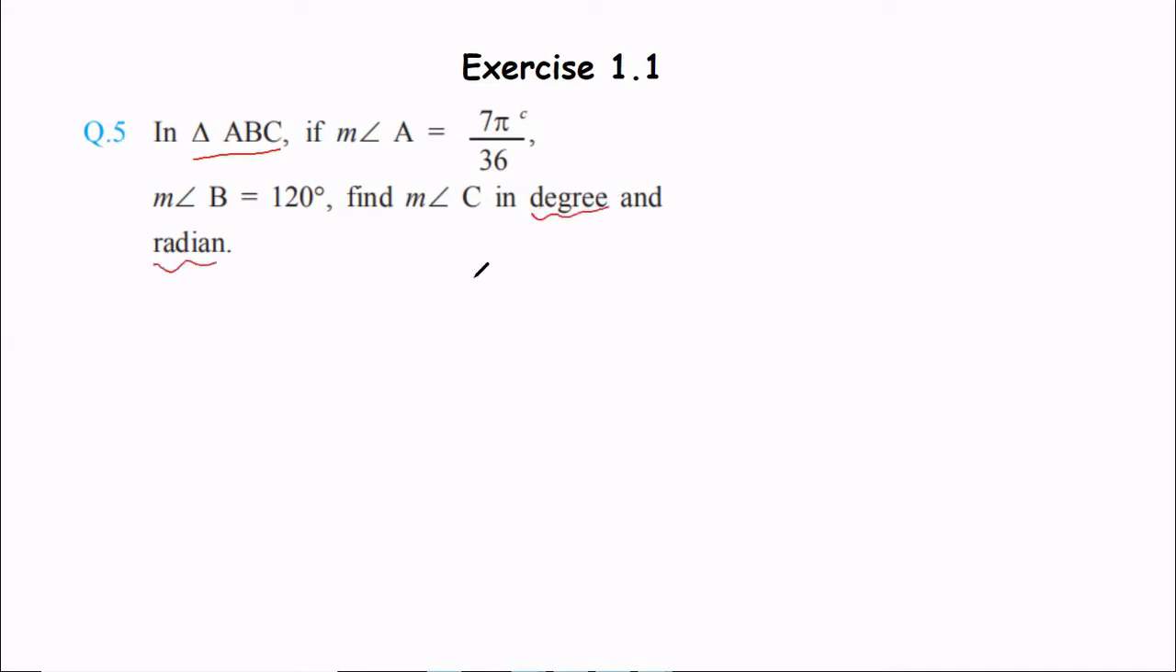So it is quite simple. What you can do is either convert A into degrees or convert B into radian to solve. What I recommend is let's convert A into degrees. So you can do 180 by pi for A. We'll get something in terms of degrees. So we will have measurement of B, we will have measurement of A. We need to find measurement of C first in degrees.